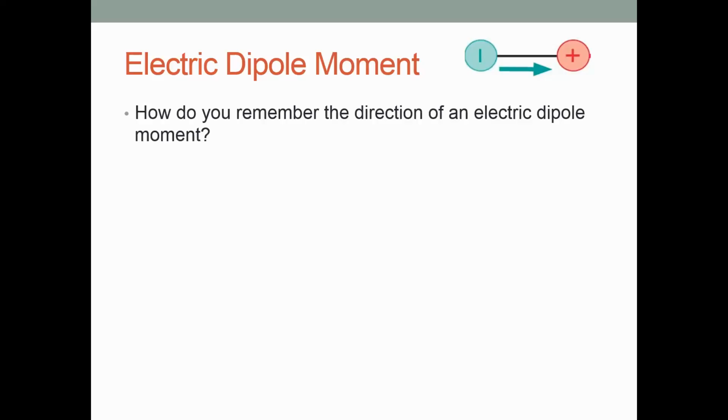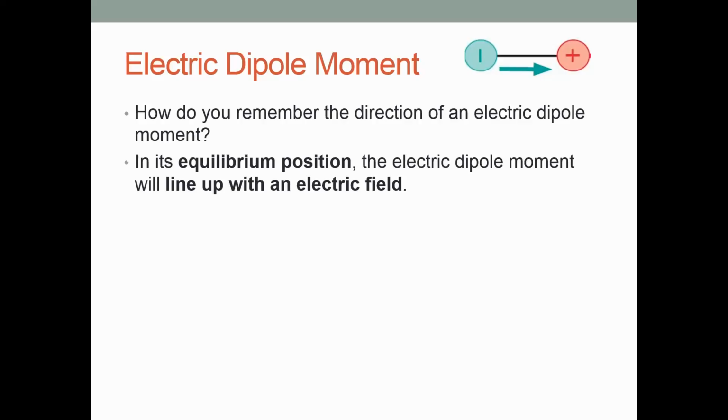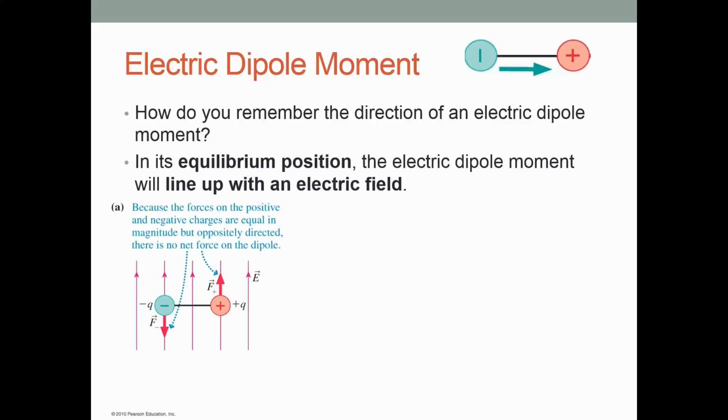So the way to think about it is, what would happen to an electric dipole if you put it into a constant electric field? Let's say we have an electric field going upward. The dipole is going to change position to reach an equilibrium position. And when it does reach equilibrium, its electric dipole moment will line up with the electric field.